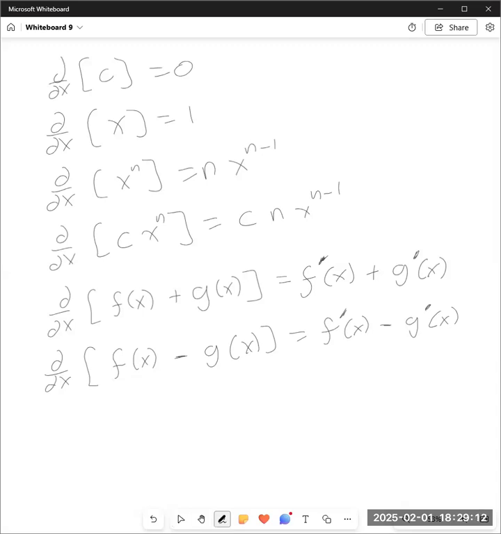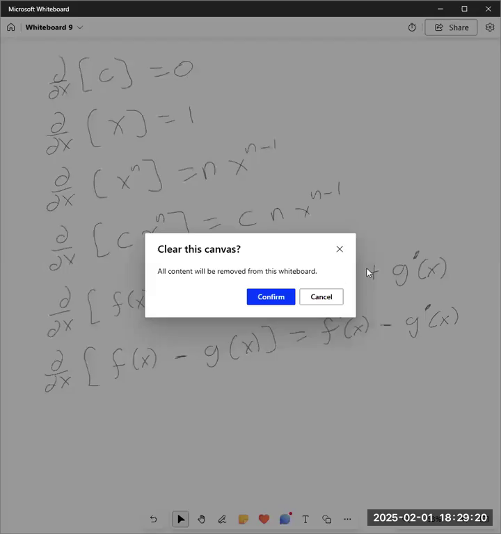And so let's go ahead and get started with these problems in 2.2. Go ahead and erase these rules. I think you have them written down and you can reference them from your notes. So 2.2 number 1 is y is equal to 3. Well, that's a constant function. So the derivative of a constant is 0.